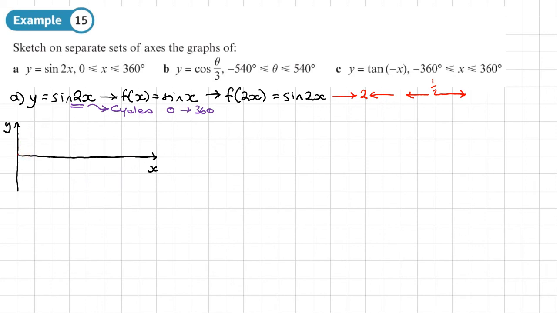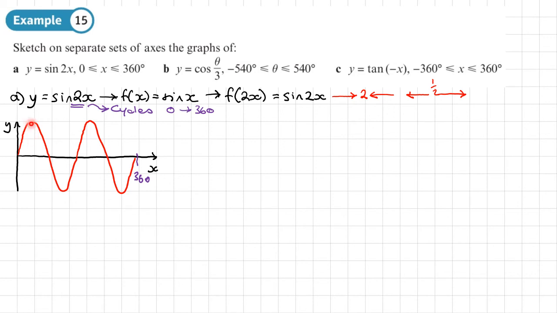So I'll just squash it up a bit. I'll go up, down, that's one cycle. Then the second one, up, down. There's my second cycle. So the graph has got squashed by a factor of 2, twice as many cycles between 0 and 360. Now because it's got squashed, these crossing points and peaks are half of what they would normally be.